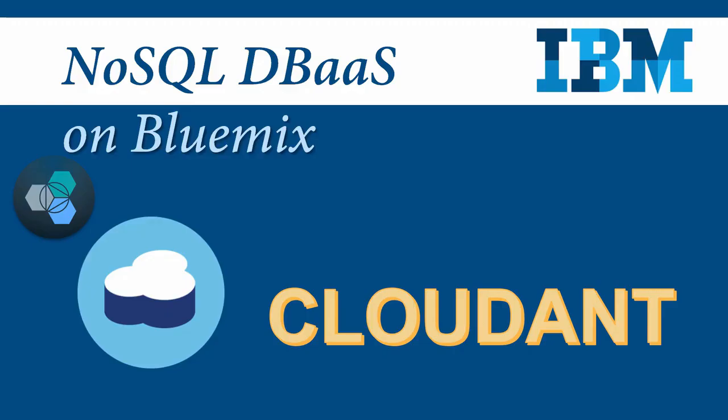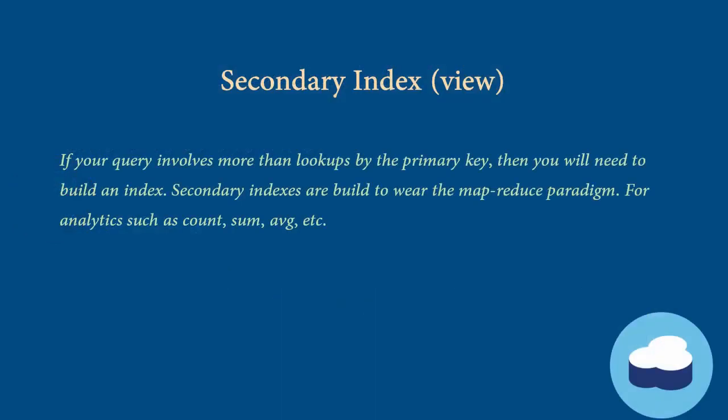Welcome friends. Here in this lecture we are going to learn about secondary index. So let's start. Here we will create a secondary index and construct queries to access the secondary index through the API. So before moving ahead, let us learn what a secondary index is. If your query involves more than one lookup by the primary key, then you will need to build an index. Secondary indexes are built with the MapReduce paradigm for analytics such as count, sum, average, and other things.